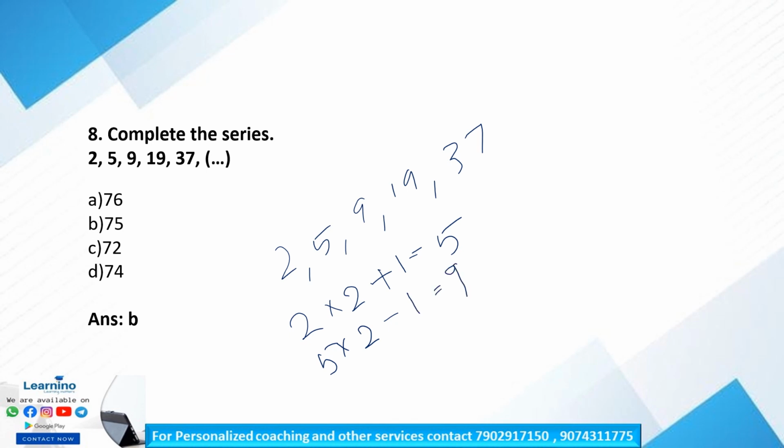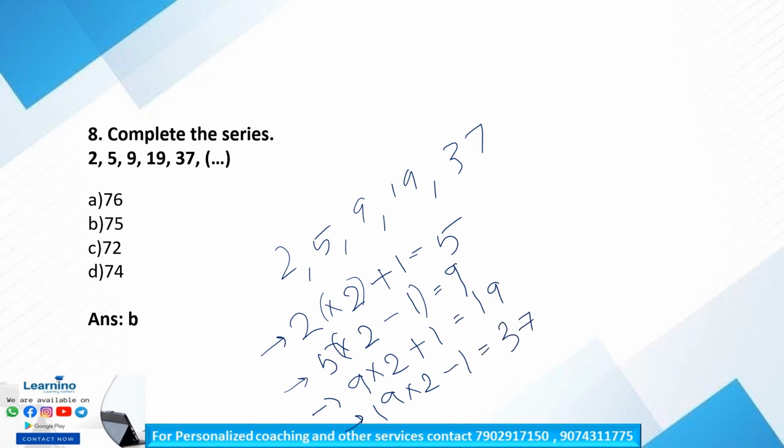Okay, so into 2 plus 1 is the first calculation. Into 2 minus 1 is the second calculation. Then 9 into 2 is 18, plus 1 is equal to 19. 19 into 2 is 38 minus 1 is equal to 37. So the pattern followed here is into 2 plus 1, into 2 minus 1, into 2 plus 1 etc.